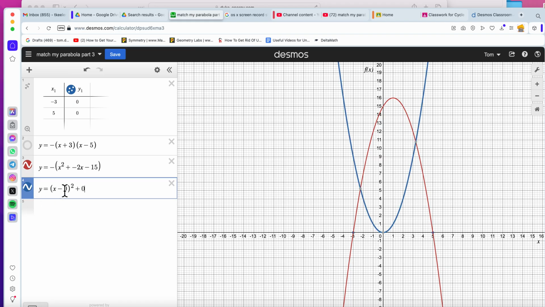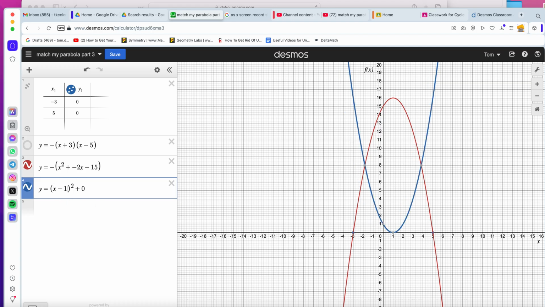Well, what do you have to do? We've got to make it over 1, so we're going to say minus 1, and we'll move it over. And then we want it to be upside down, so we say minus x squared. And then we want it to be at 1, 16, so x minus 1, put it at x is 1, and add 16, and there we go. So there's 3 forms of a parabola that go through those same 2 points. So we start with those 2 points, and you can do it.